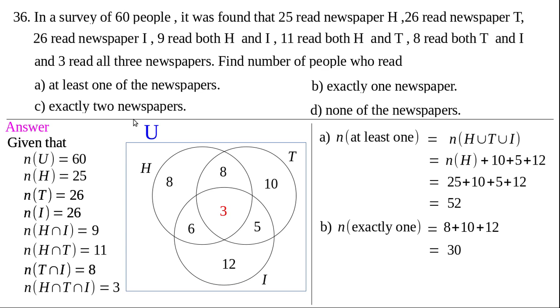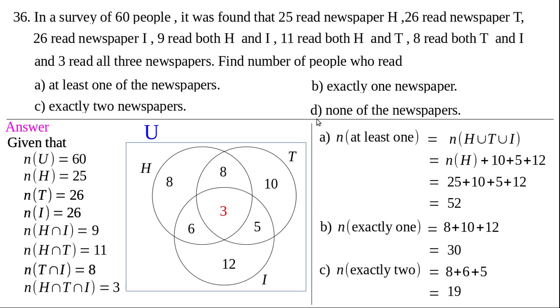Number of people who read exactly two newspapers, that is question C, is equal to: these 8 people read newspaper H and T only, 6 people read newspaper H and I only, 5 people read newspaper T and I only. Therefore, the number of people who read exactly two newspapers is equal to 8 plus 6 plus 5. Then the answer is 19.